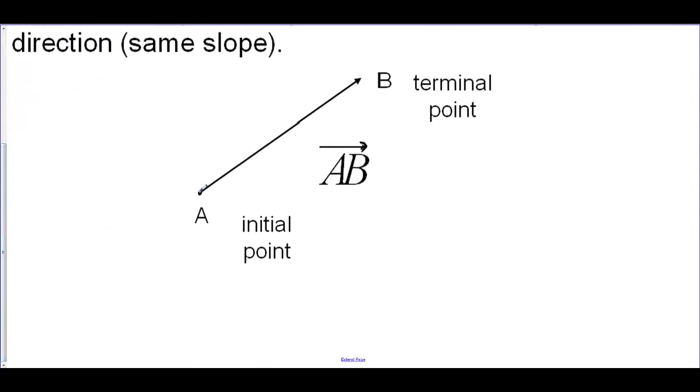A here is the initial point, and B with the arrow is the terminal point. We denote the vector with a little vector symbol, and then we go from initial point to terminal point. So this is vector AB. This is not vector BA.